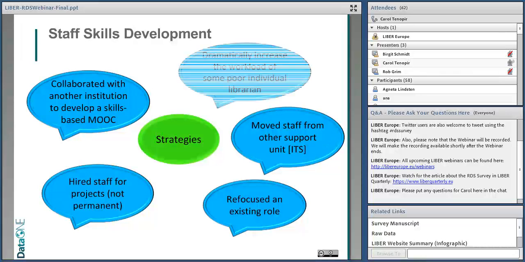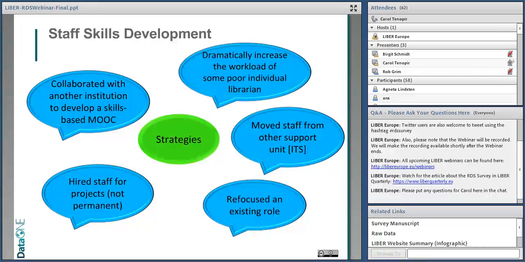And then a last strategy that I hope doesn't describe you is someone said that their strategy for skills development was to dramatically increase the workload of some poor individual librarian. Perhaps reality, but I hope they said it with a bit of a smile on their face too.